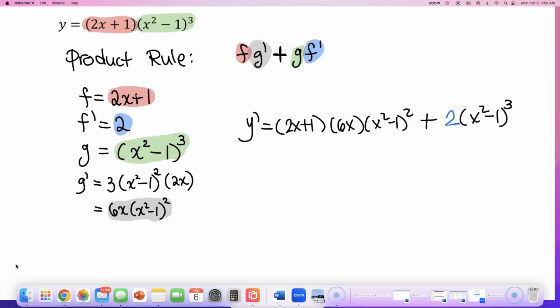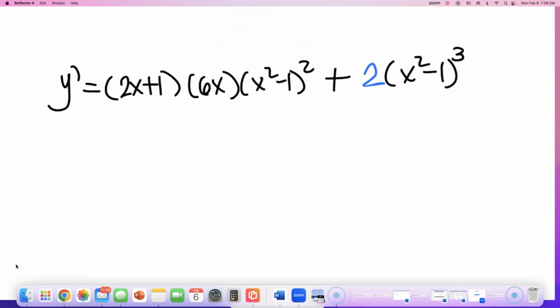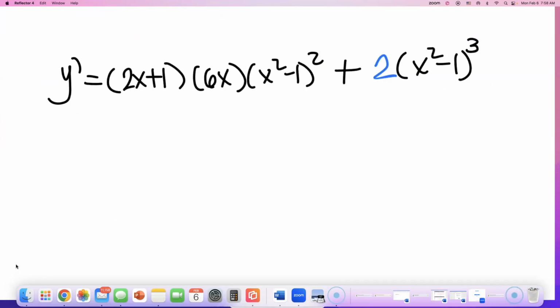Okay? All right. Now let me see if we can factor this out a little. It's a little bit messy. Any common factor you notice? There's (x squared minus 1) squared, and there's (x squared minus 1) to the third power. So that's my common factor I want to get out. So let me write that out: (x squared minus 1) squared outside.